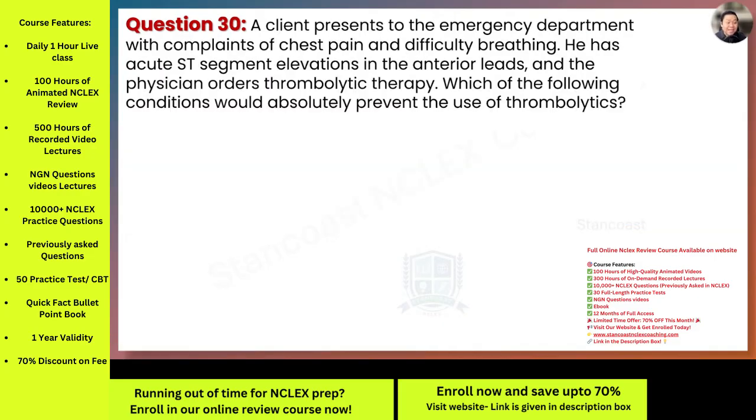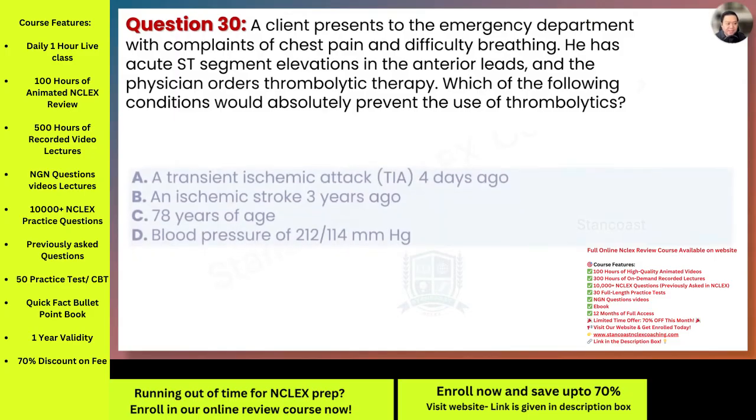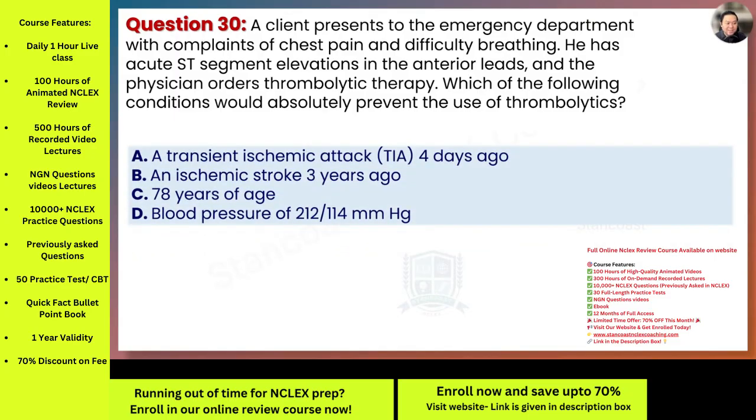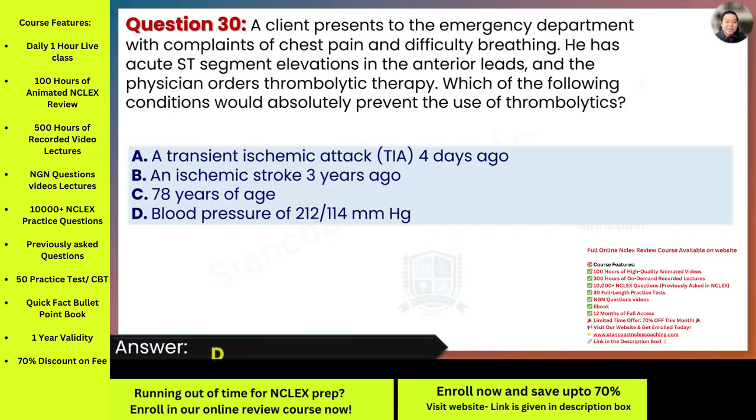30. A client presents to the emergency department with complaints of chest pain and difficulty breathing. He has acute ST segment elevations in the anterior leads, and the physician orders thrombolytic therapy. Which of the following conditions would absolutely prevent the use of thrombolytics? Options: A, a transient ischemic attack 4 days ago. B, an ischemic stroke 3 years ago. C, 70 years of age. D, blood pressure of 212/114. The answer is letter D.